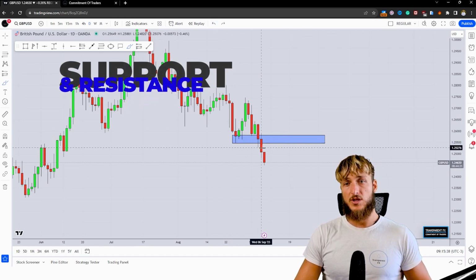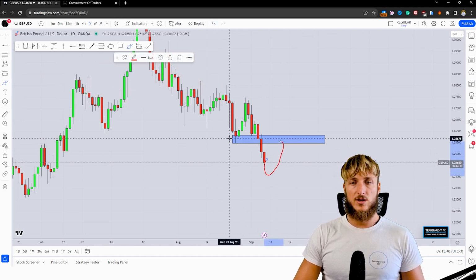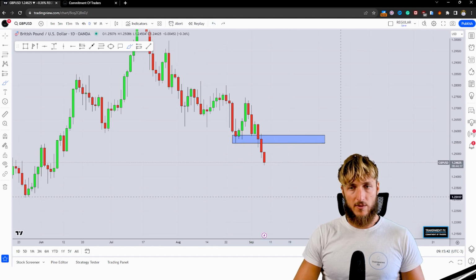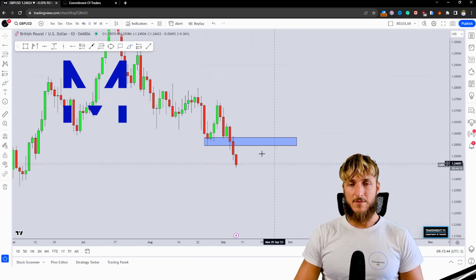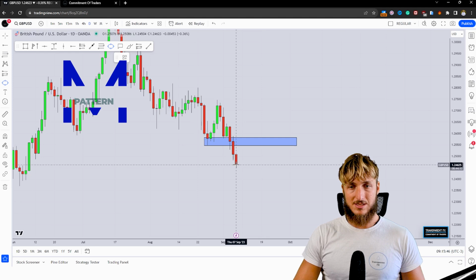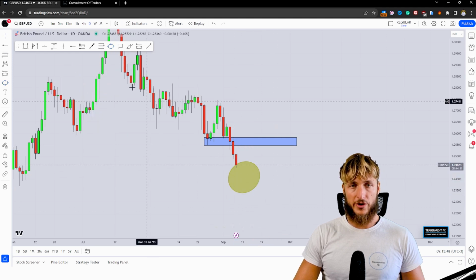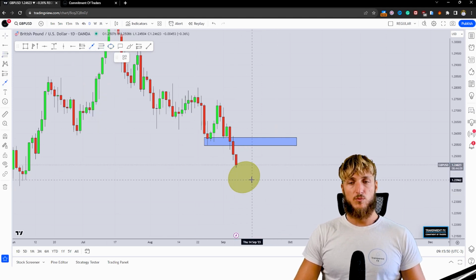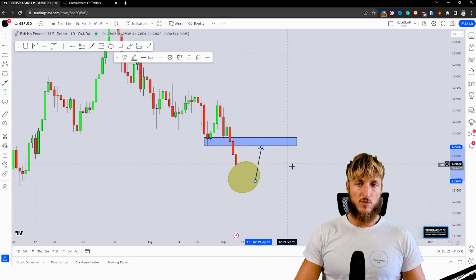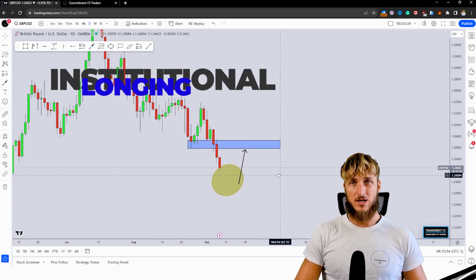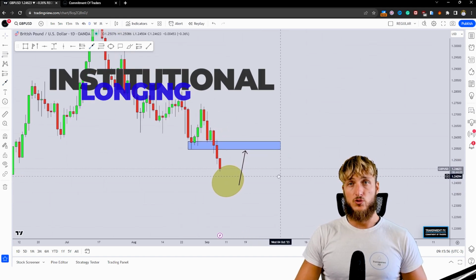So there is a good probability to see a potential move higher into this area for the completion of this M pattern, if we start to see some institutional longing going on inside of this area, which at that point would further increase the probabilities of this potential move higher. Now, why do I speak about institutional longing?